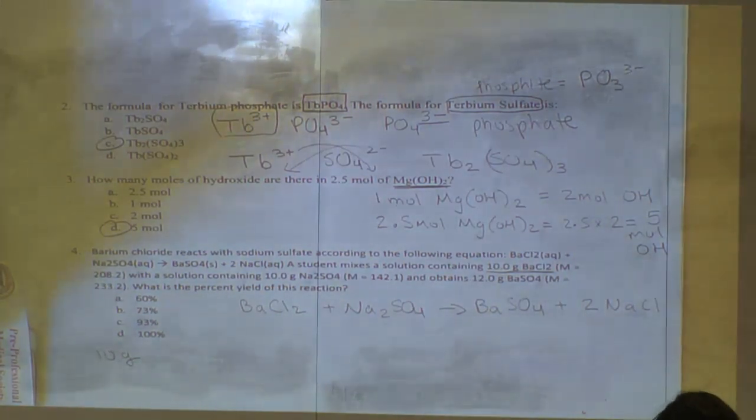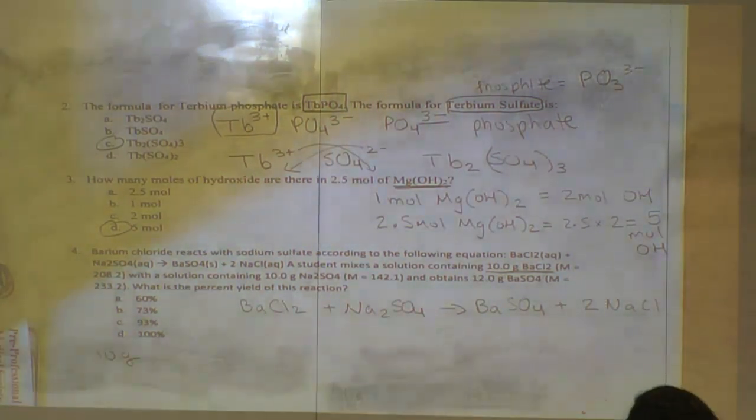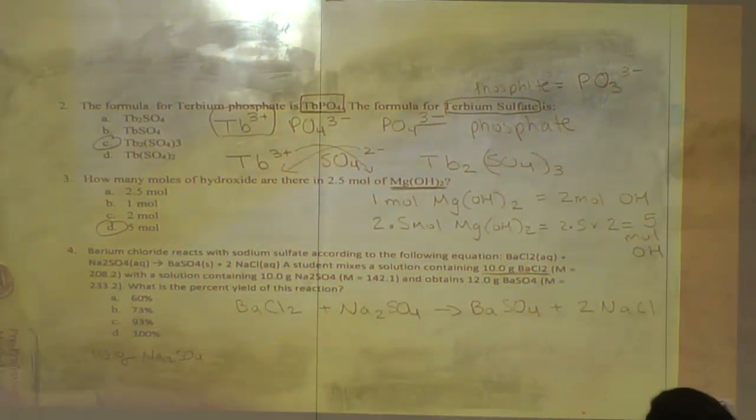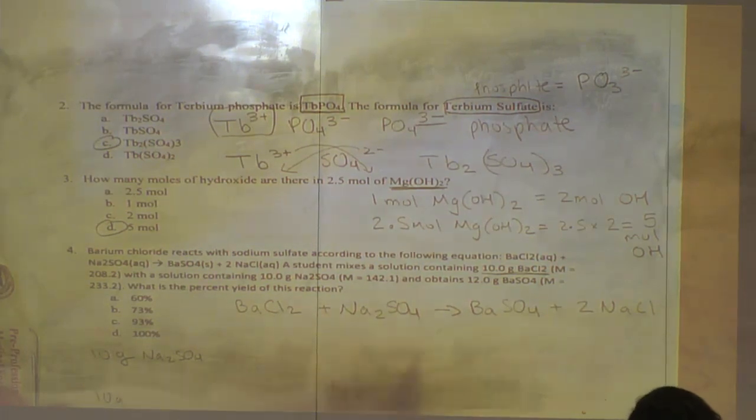All right, so we have 10 grams of Na2SO4. And we have 10 grams of BaCl2.